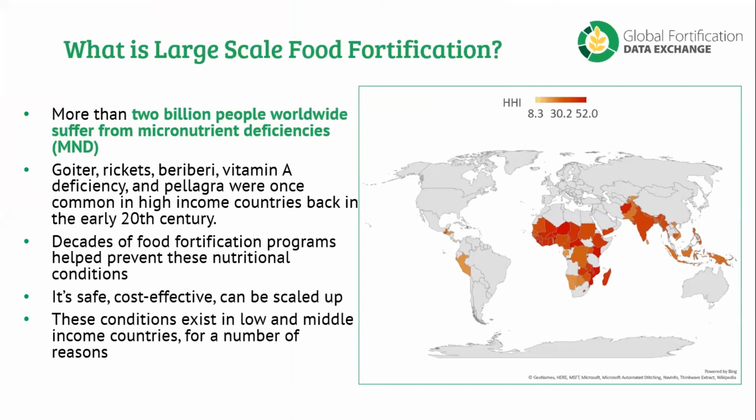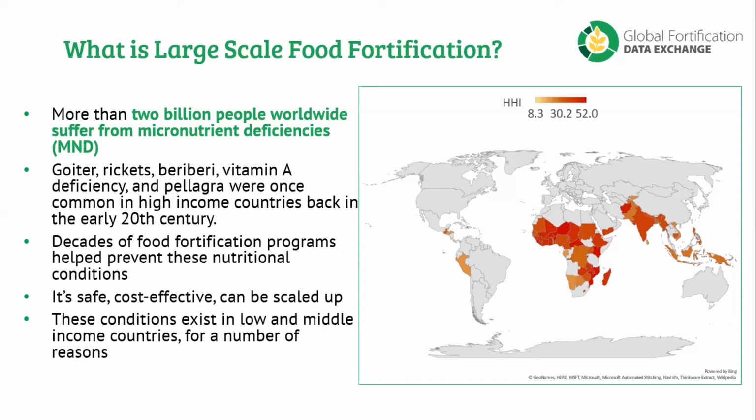This is a major global public health problem that can affect people in all age groups in both industrialized and developing countries. In fact, it may be hard to remember, but there was a time in which conditions such as goiter, rickets, scurvy, beriberi, vitamin A deficiencies, and pellagra were once common in countries like the US or countries in Europe back in the early 20th century.